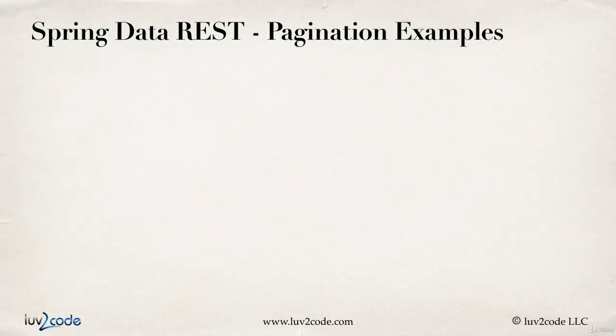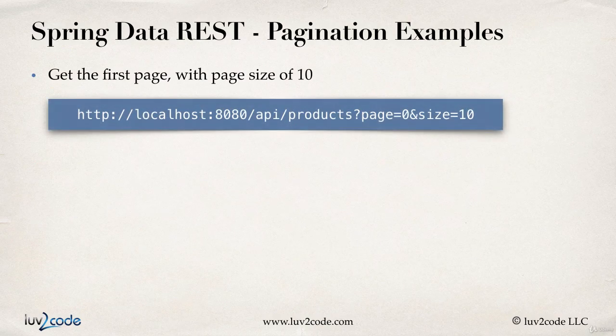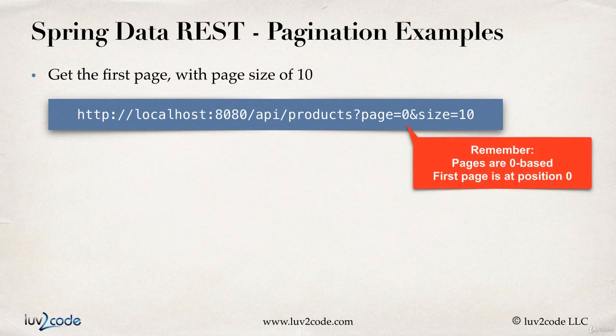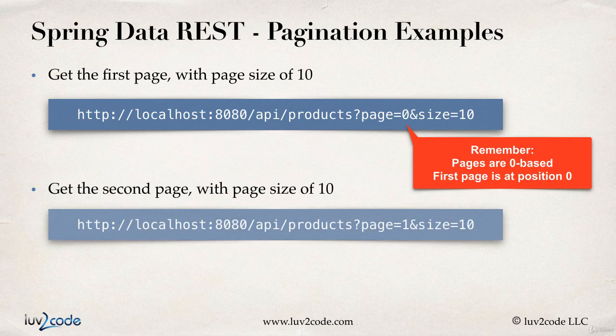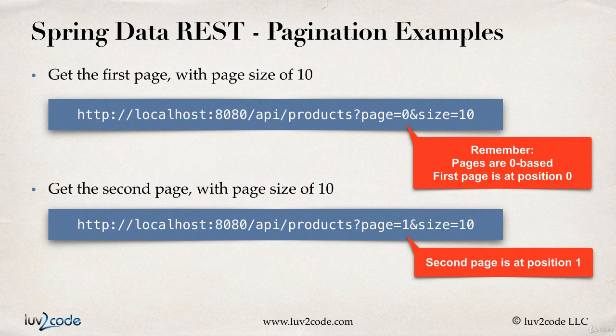Alrighty, so let's go ahead and look at some pagination examples. To get the first page with the page size of 10, we give our REST API, and then we have page equals 0 and size equals 10. Remember, pages are 0-based, so the first page is at position 0. Then to get the second page with the page size of 10, we have page equals 1 and size equals 10. Here, the second page is at position 1 because everything is 0-based.